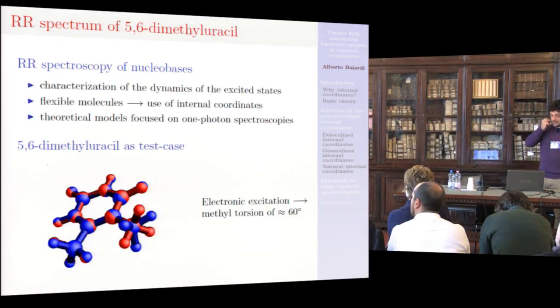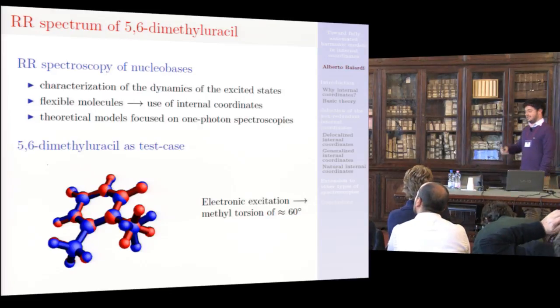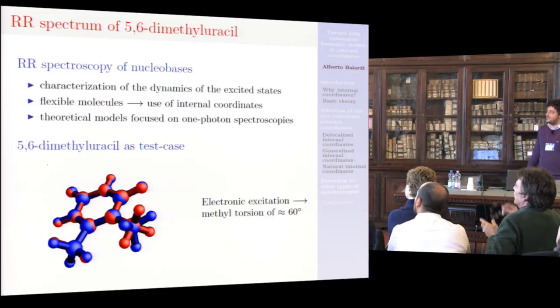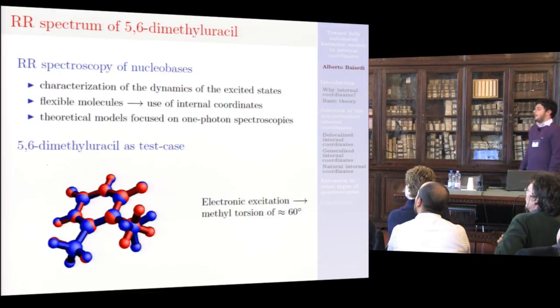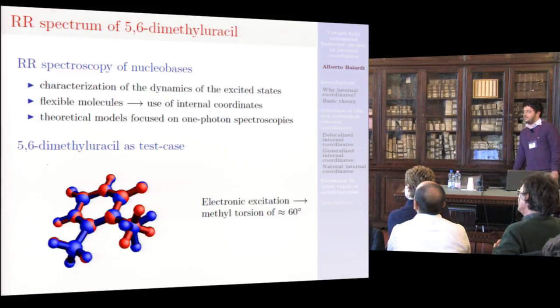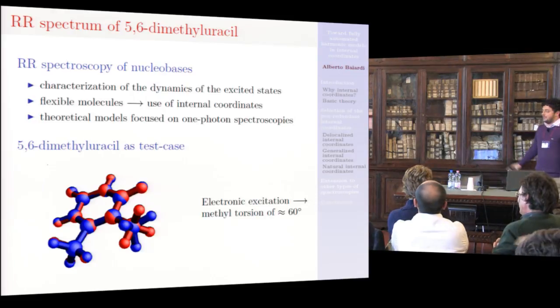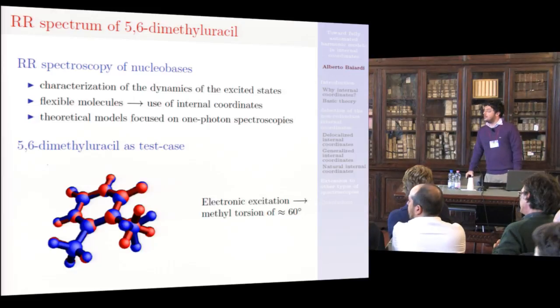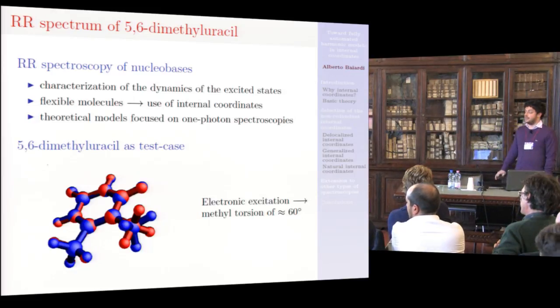And at the end, I just want to show you a final application, an extension of this framework also to resonance Raman spectroscopy. As a test case, we have chosen the 5,6-dimethyluracil, because resonance Raman spectroscopy has interest in the characterization of the dynamics of excited states of nucleobases. And since they are usually flexible, maybe they are good test cases to study with internal coordinates.